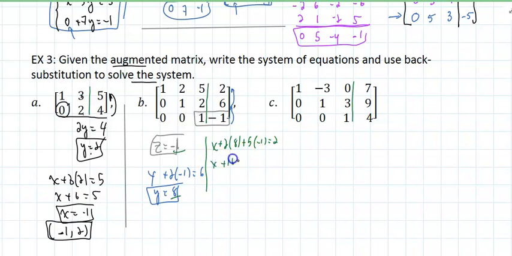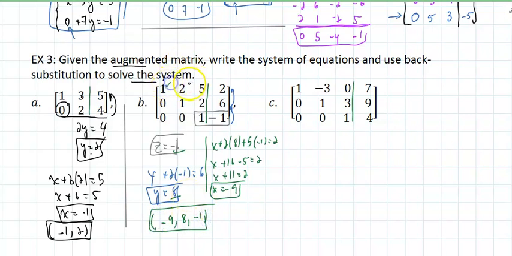x plus 16 minus 5 equals 2. x plus 11 equals 2. x equals negative 9. So my solution to this problem is negative 9 for x, 8 for y, and negative 1 for z. What does that mean? You replace x by negative 9, y by 8, and z by negative 1.